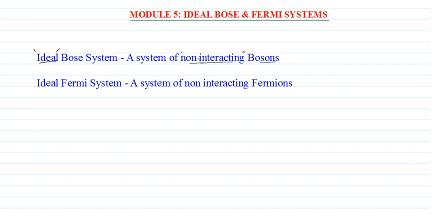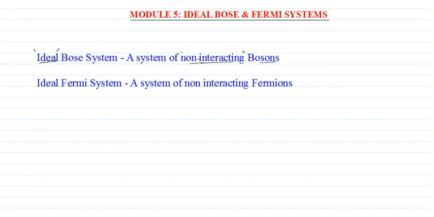We will be developing the necessary theory of ideal Bose systems, and we will be discussing the thermodynamics of ideal Bose systems. We will see how phenomena like Bose-Einstein condensation can occur, what are the conditions under which such a phenomenon can occur, and all such things. Thereafter we will be devoting the module to discuss the behavior of ideal Fermi systems.